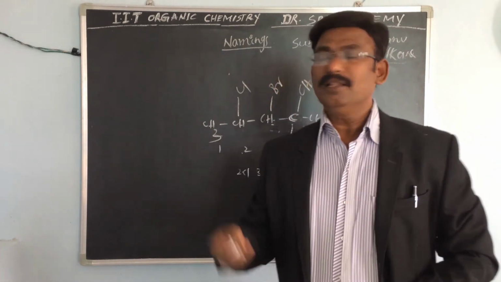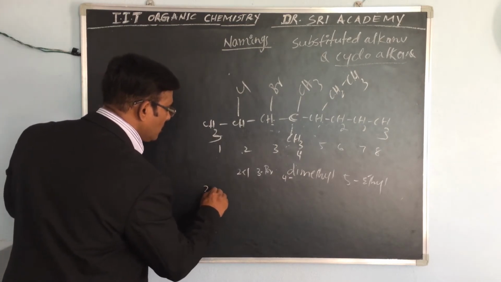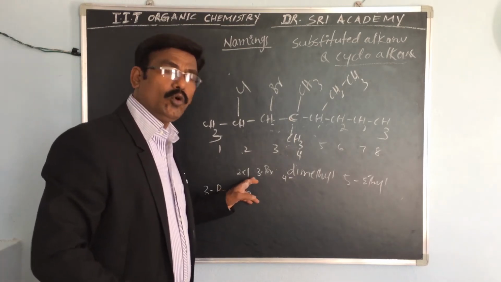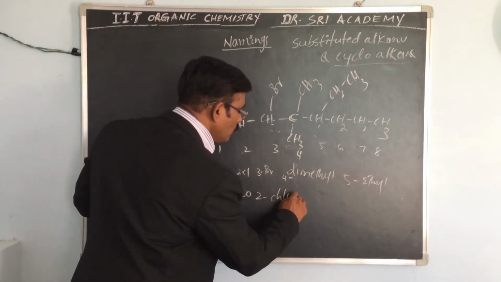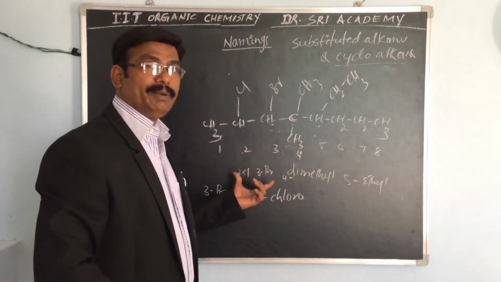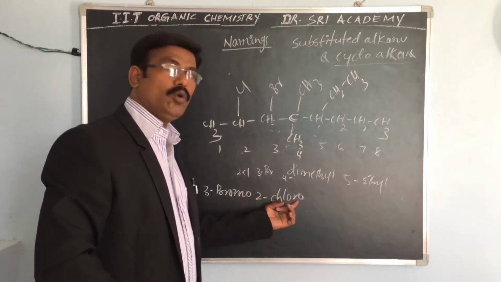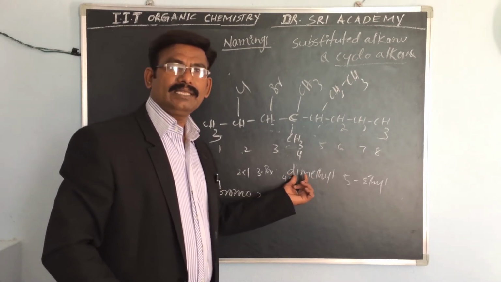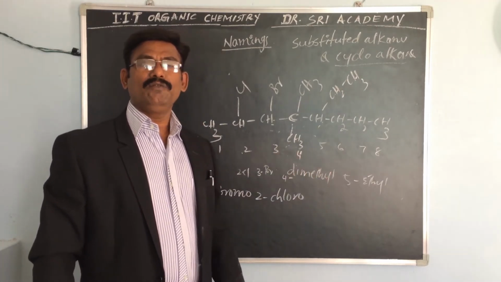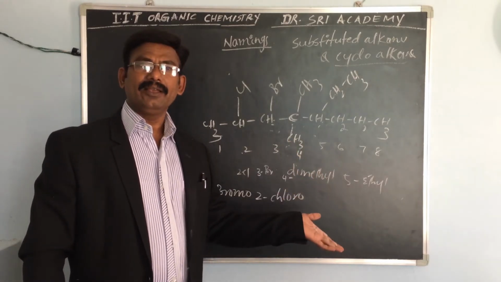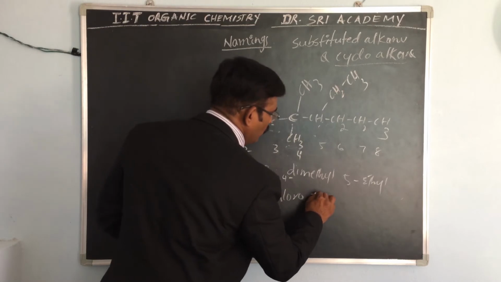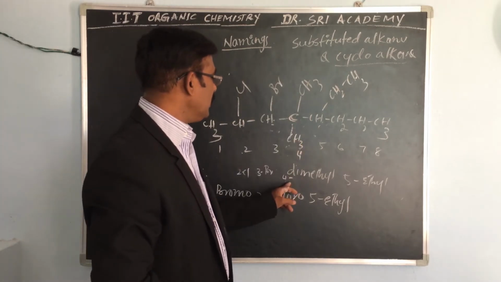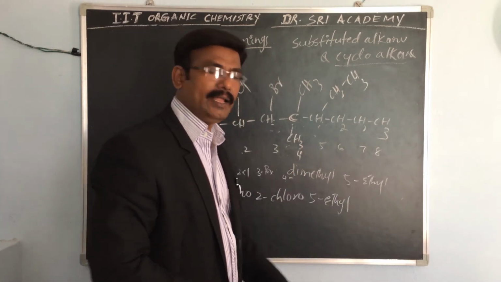So we have to write 3-bromo. Then C will come, 2-chloro. 3-bromo according to alphabetical order, then 2-chloro. Then here, this is the ethyl, this is the methyl. So which will come? E. So ethyl, 5-ethyl. Then this one is the methyl, so 4-dimethyl.